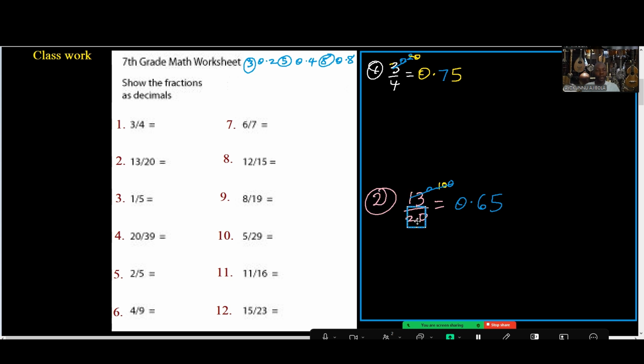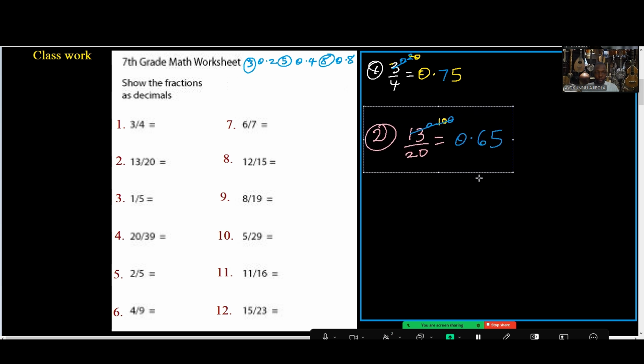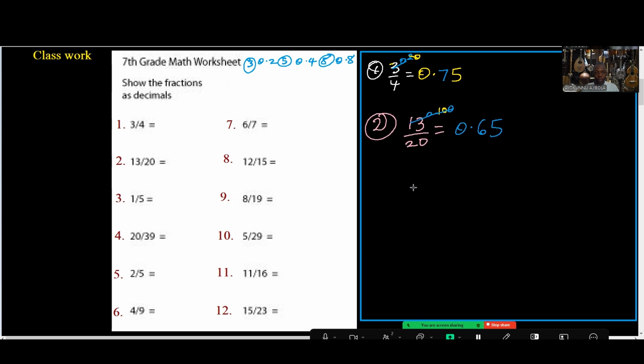Now, look at the second one. Do you understand this number 2? Yes. Explain it to me if you do. 20 and 13 is 0. Then you add the 0 on the 13. Then 20 in 130 is 6. There's 10 left. 20 is 5. So that's what we got.